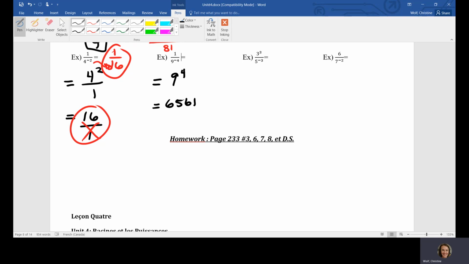OK, ici, ça c'est une question. Les deux questions qui restent, actually, sont les questions que les élèves reçoivent mal toujours. And it gets me so angry. Watch closely. Dans la première question ici, 3 au cube sur 5 à la négative 3. C'est dans la forme d'une fraction déjà, right? OK. Qu'est-ce que je fais?